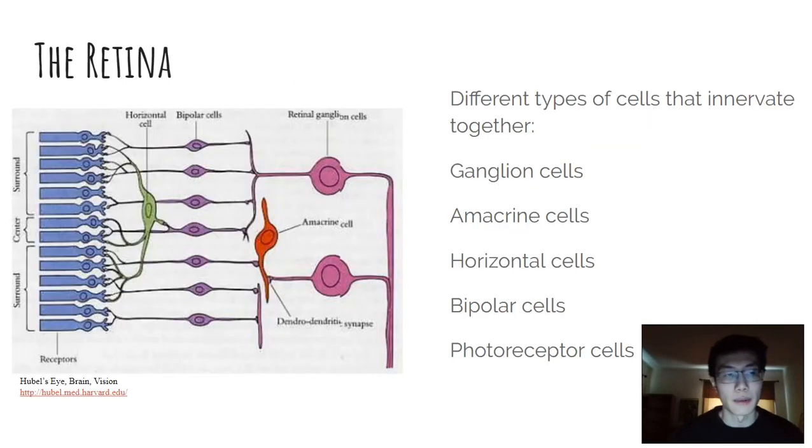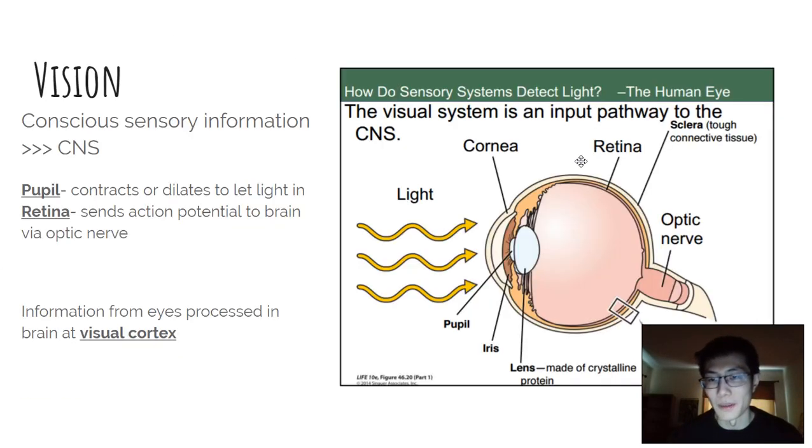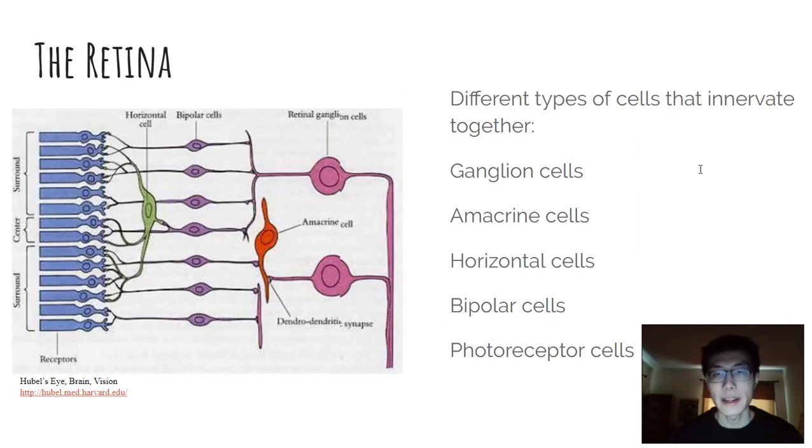Now, if we look at the retina, this little thing back here where all of our cells are, the retina is basically made of different cells that innervate together. One of the most important cells is this group of cells called the photoreceptors. So these are your photoreceptors over here. The photoreceptors are going to be connected to the bipolar cells, and the bipolar cells are going to then innervate into the ganglion cells over here. The ganglion cells will eventually collect to form the optic nerve, which will be passed into the central nervous system.